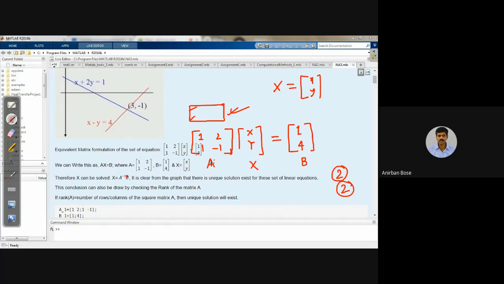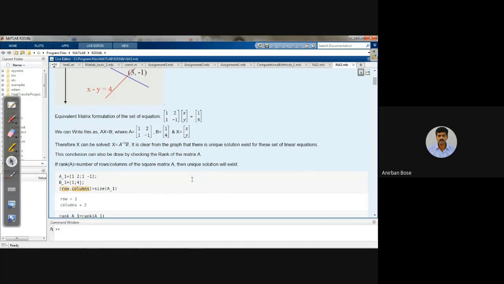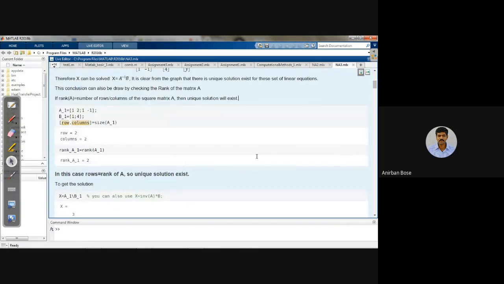Okay, so this is what you have to remember: if the rank of A is equal to the number of rows or columns of the square matrix A, then a unique solution will exist. So this is the thing that you have to remember. Okay, so let us check how in MATLAB we can easily find out this rank and everything. You need not code every time because an inbuilt function rank is there in MATLAB, so you can directly do that. So first you create this matrix A.